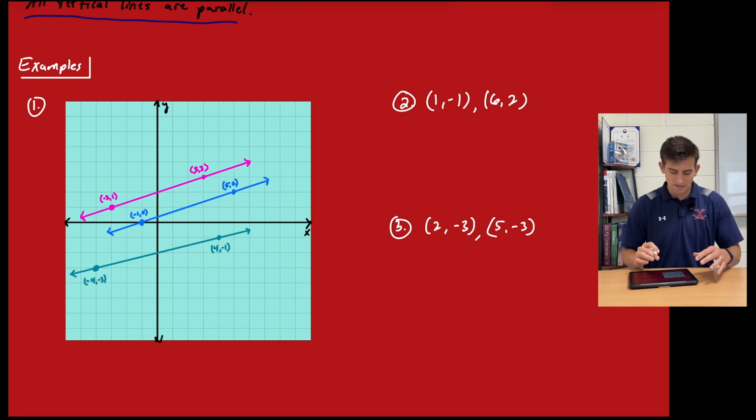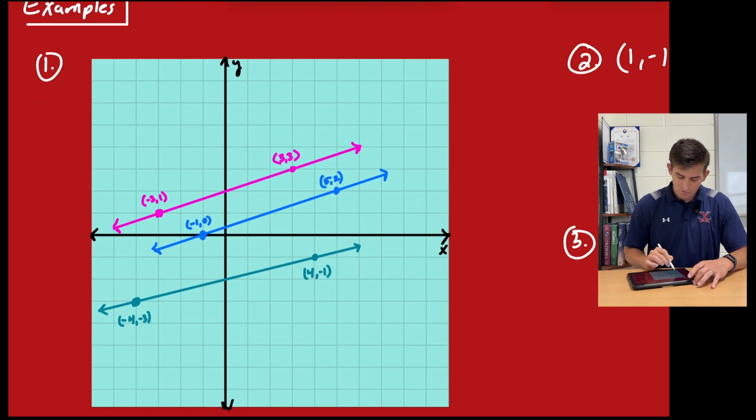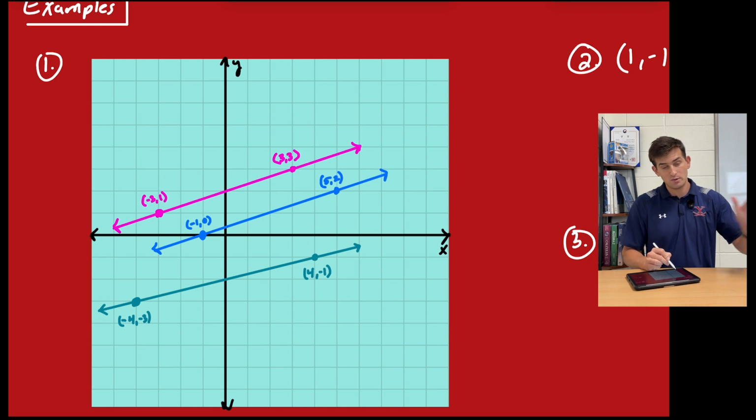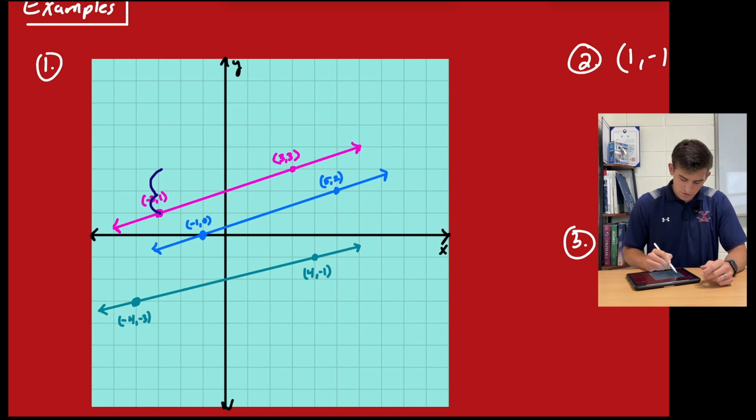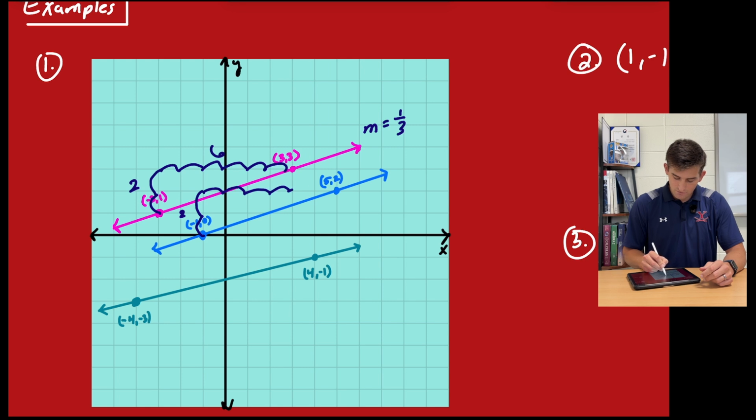Number one, let's start with our pink line. I will zoom in a little bit so we can see this more clearly. And I'm going to do rise over run. So from my leftmost point to my rightmost point, we'll go 1, 2. That's 2 units up. 1, 2, 3, 4, 5, and 6. So this one looks like the slope is 2 over 6, which would reduce to 1/3, right? Okay, now let's look at our blue line. Also 1, 2 units for our rise. 1, 2, 3, 4, 5, and also 6 units for the run. So we would say that the slope is also 1/3.